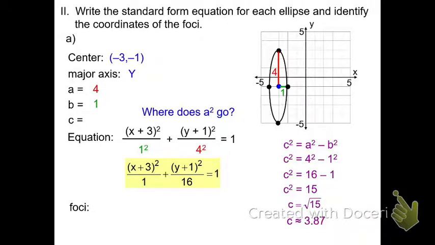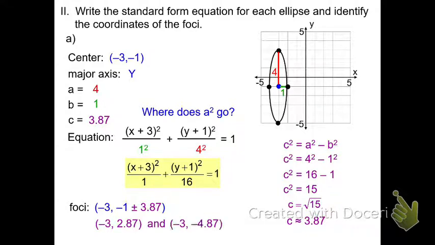or about 3.87. Now again, because this ellipse is more stretched vertically, we need to add or subtract that to the k value. So we're going to get (-3, -1) plus or minus that 3.87. Or, one of the foci is at (-3, 2.87), and the other focus is at (-3, -4.87). One's above the center and one's below the center, again because this ellipse is more stretched vertically.